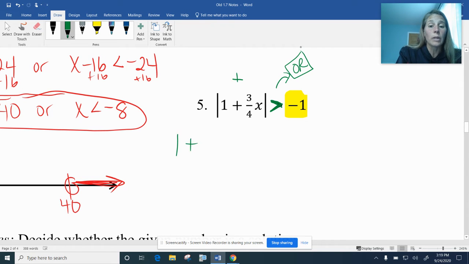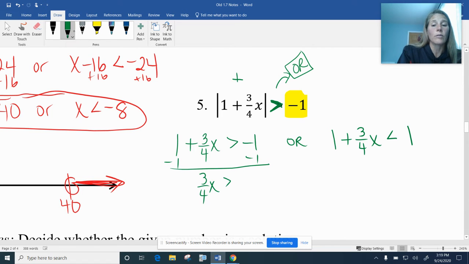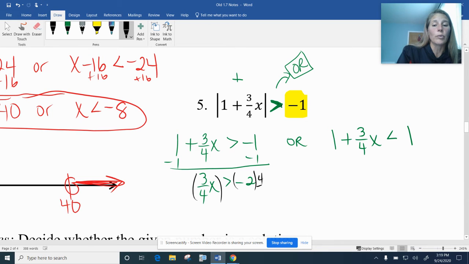So if I do 1 plus 3/4 x is greater than -1, or I could do 1 plus 3/4 x is less than +1. So let's see what happens with this. So first I would subtract 1 over here. I get 3/4 x is greater than -2. Then I'm going to multiply both sides by my reciprocal. And then I'm going to get x is greater than -8/3.